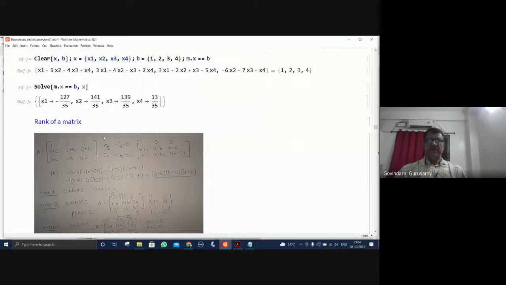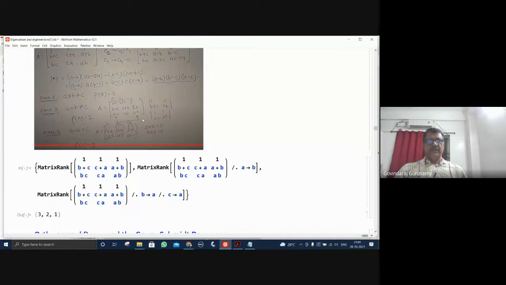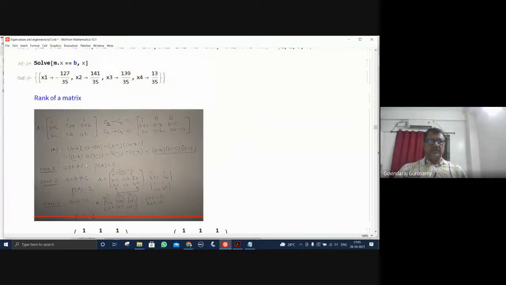Of course, rank of a matrix is also familiar. You can always find out the minors that exist, and if it is finally 0, then it's rank 1. If it is 2 by 2, it's going to be rank 2, and then 3 by 3, it's going to be a matrix which has a rank of 3.